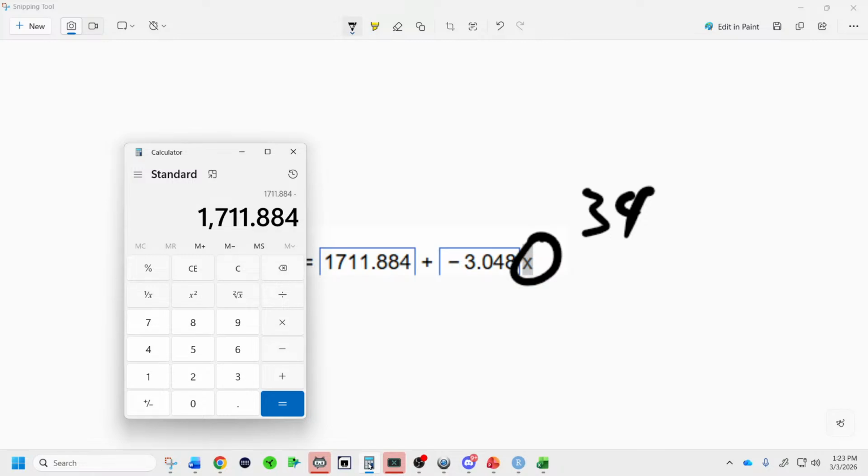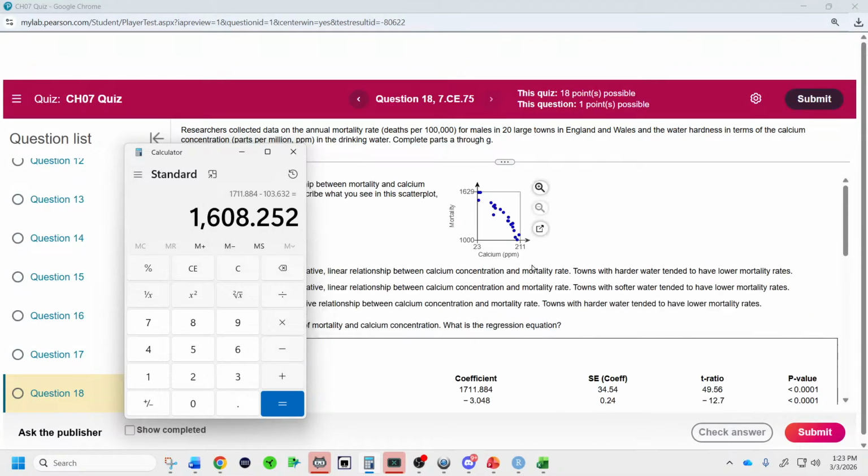Let's go and do 34 times 3.048. Now copy 1711.884. There we go. So now it would be predicted to have 1608. Is that about right? I'm going to look at the graphic. Yeah, that's about right. There, look at that. It goes in, there we go.